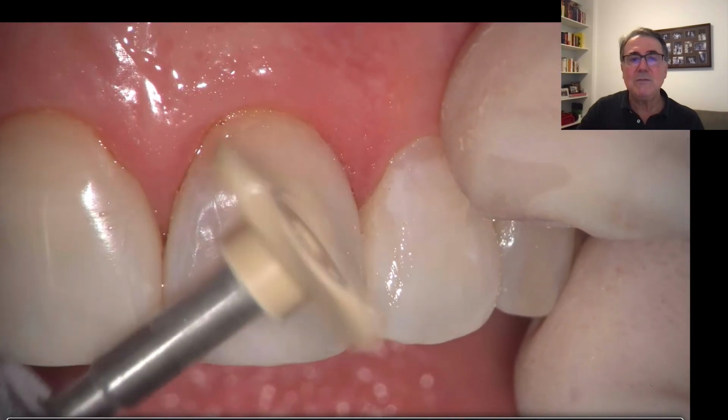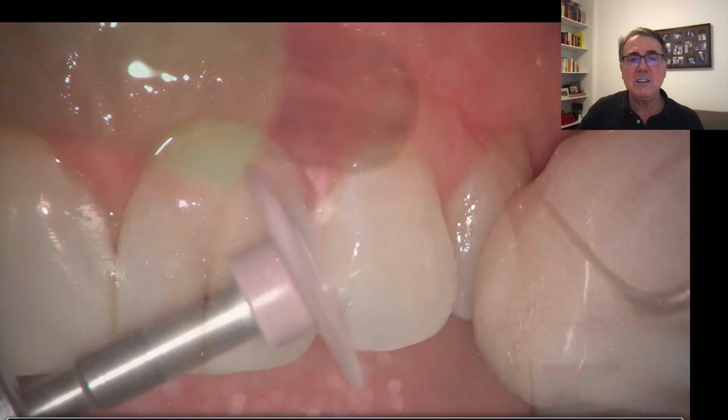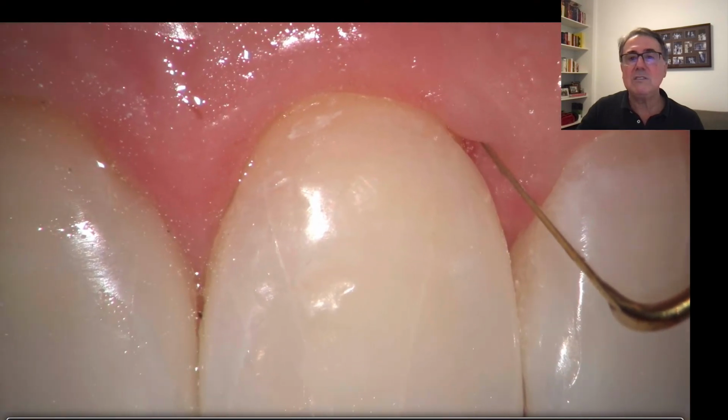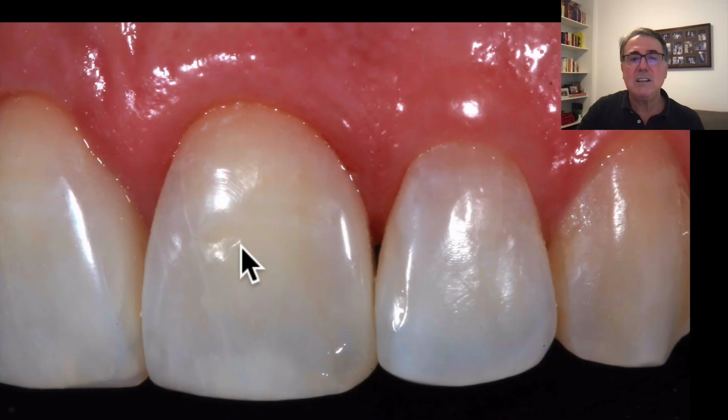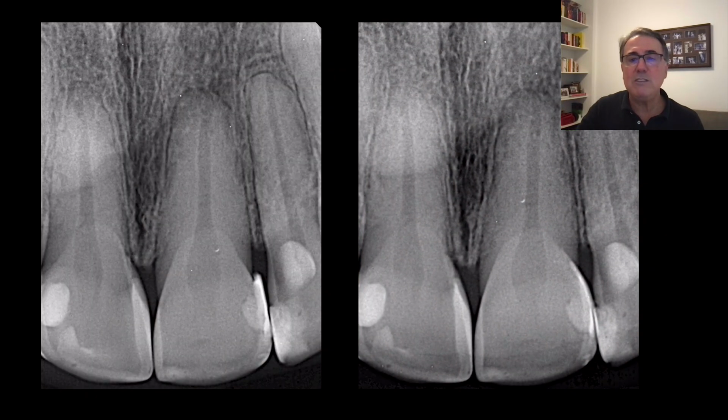And now, after polishing, look at the result. Very well adapted. And here I have the X-ray to prove it. See, the same restoration, here with the matrix and here freehanded with a mylar strip. It's impossible to do this without this type of matrix.